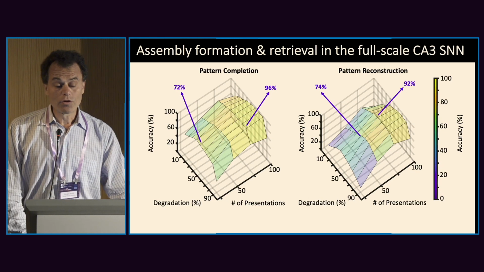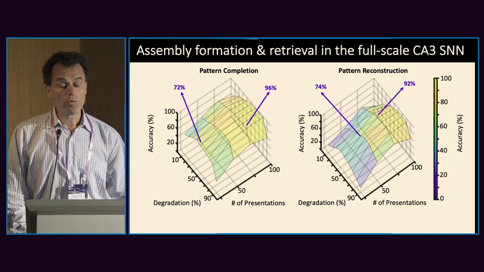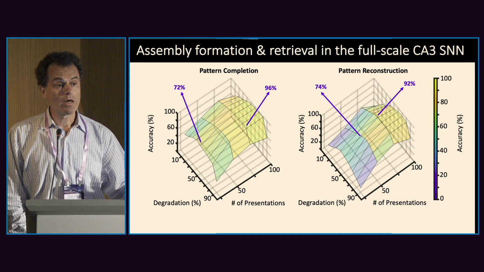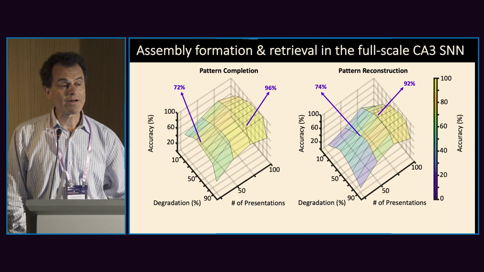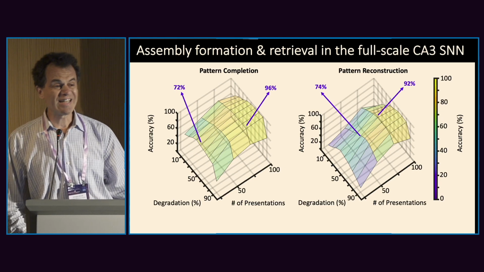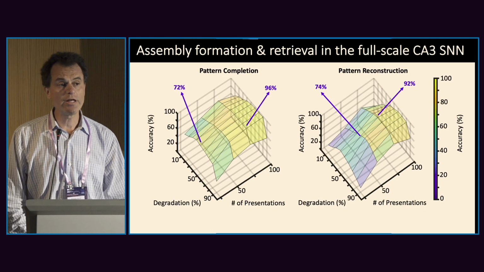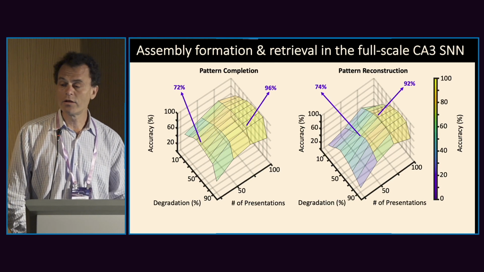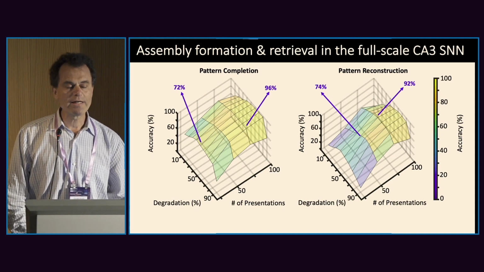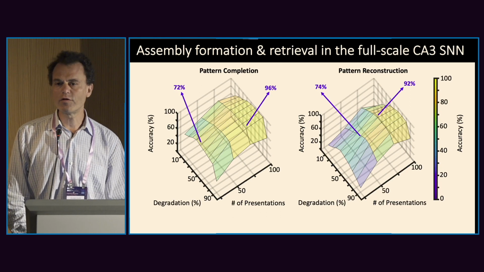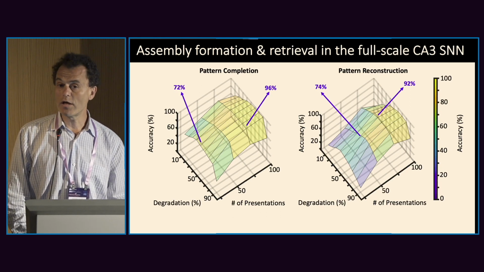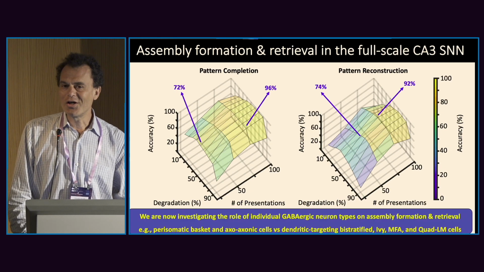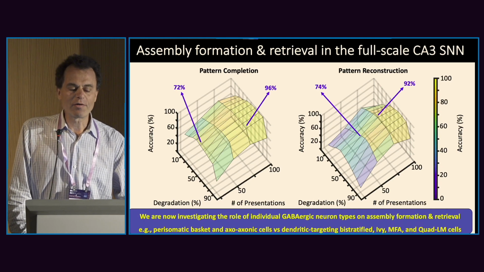So the overall summary of all the results is that we can obtain both pattern completion and pattern reconstruction in a very robust way over a wide range of pattern degradation. So we go from only 10% of the assembly that is stimulated as a clue to 90%, and the number of presentations go from as little as 10 to up to 100. And in most cases, we get pattern completion well above 50%, typically closer to 70 to 98% or so. So this is the result from the first year of our grant.